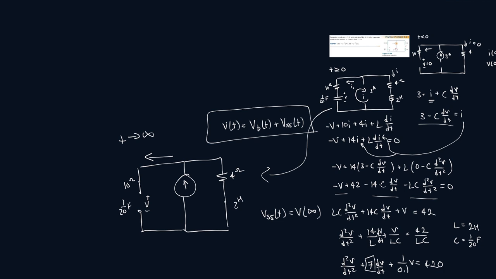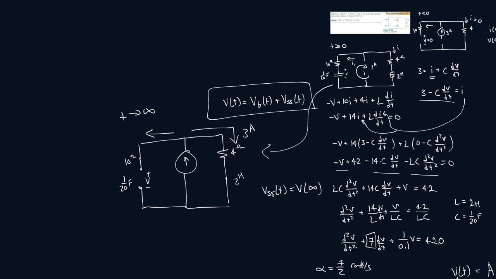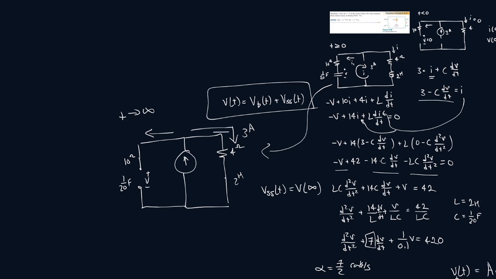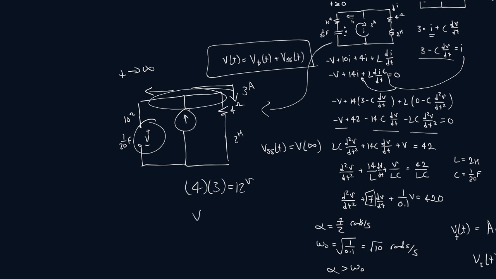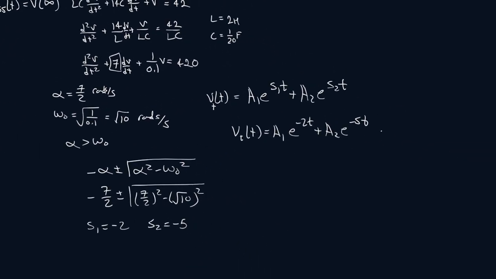And so that means there's going to be current passing through here. This will be 3 amps. So if we know the voltage at this region, that's the same as the voltage here. So it's going to be 4 times 3, which should give you 12 volts, and that's the voltage here. So that means V infinity is going to be 12 volts, and this is your V steady state. So we're just going to add 12 to this, and that gives you your Vt.